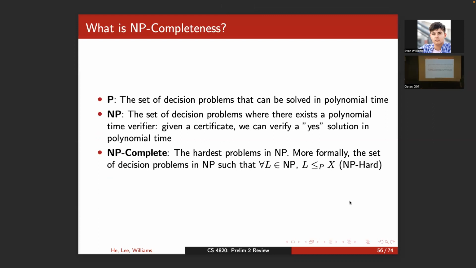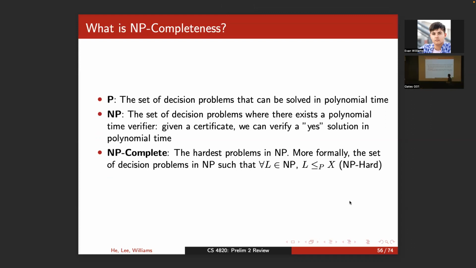So P is a set of decision problems that we know can be solved in polynomial time. And when we say decision problem, we mean yes/no problem, right? It's really easy to turn optimality problems into decision problems by just setting a threshold and saying yes or no based on whether or not the quality of the solution meets that threshold.